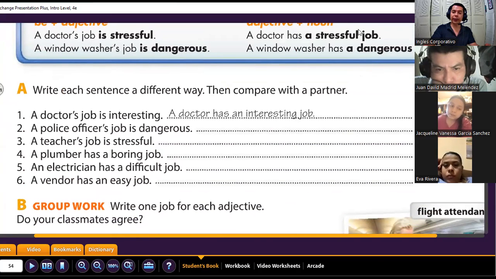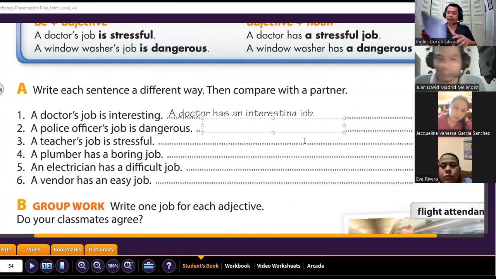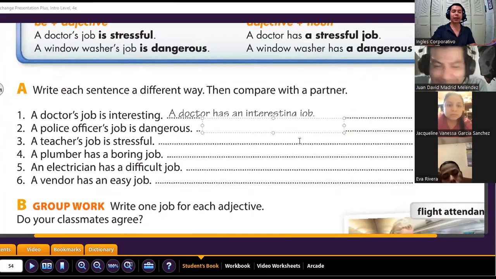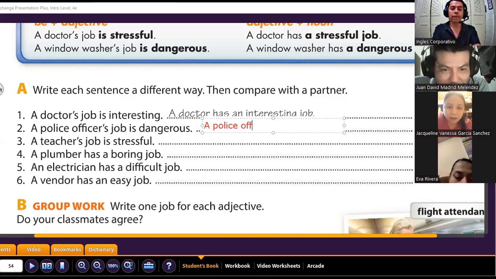Okay, let's do it together, right? We have 5 minutes. Tenemos 5 minutos, pero hagamos las oraciones que podamos. Volunteers, please. Vanessa, please. A police officer job is dangerous. Okay. A police officer has a dangerous job.